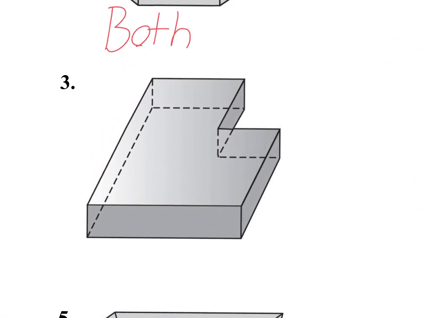Number 3, we have this 3-dimensional room thing. Unfortunately, I can't spin this in any way, shape, or form to end up with the same figure because of this missing component here, this missing block. But I can still draw a plane to cut through this to give it plane symmetry. Therefore, number 3 only has plane symmetry.